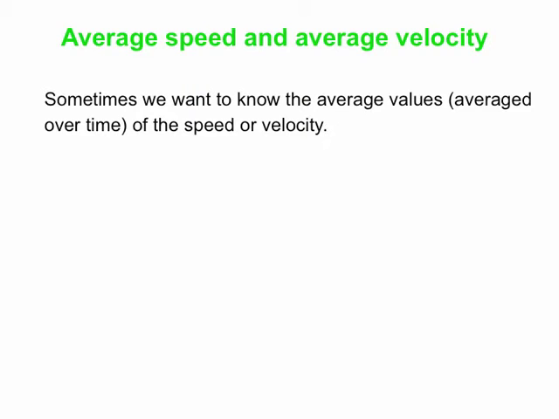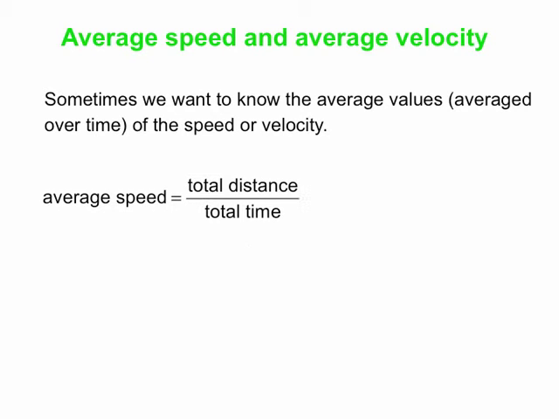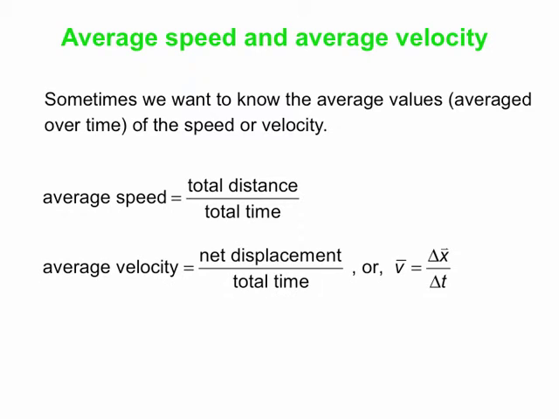Sometimes we want to know the average values, averaged over time. Average speed is something over the total time. Average velocity is something different over the total time. Or v average, v with a bar on top, is something over delta t, expressed as an equation. Well, the average speed turns out to be the total distance divided by the total time, while the average velocity is the net displacement over the total time. v is delta x over delta t.